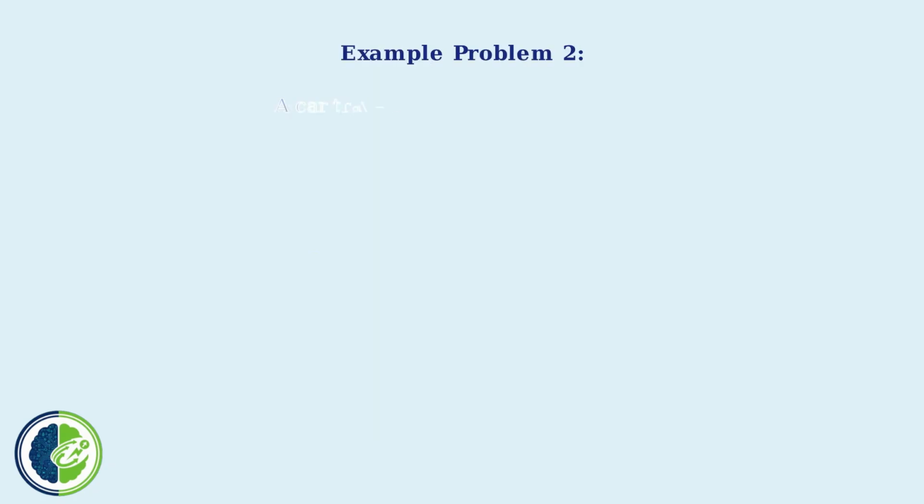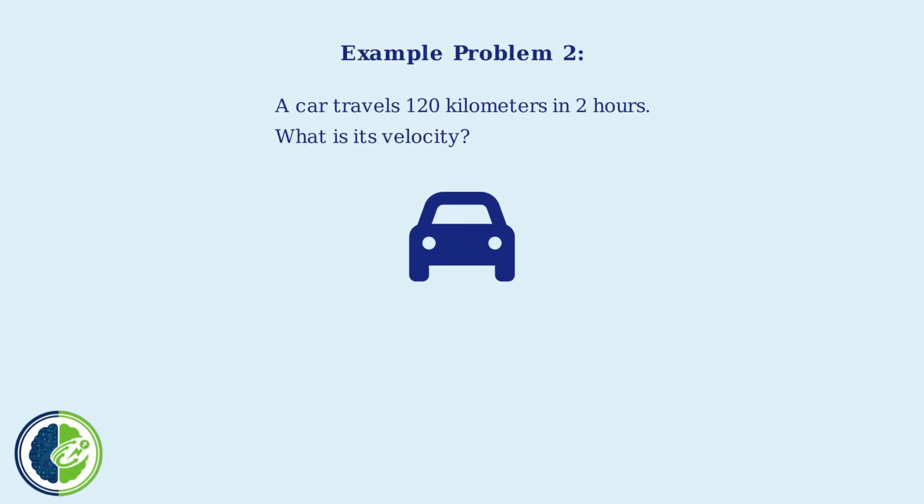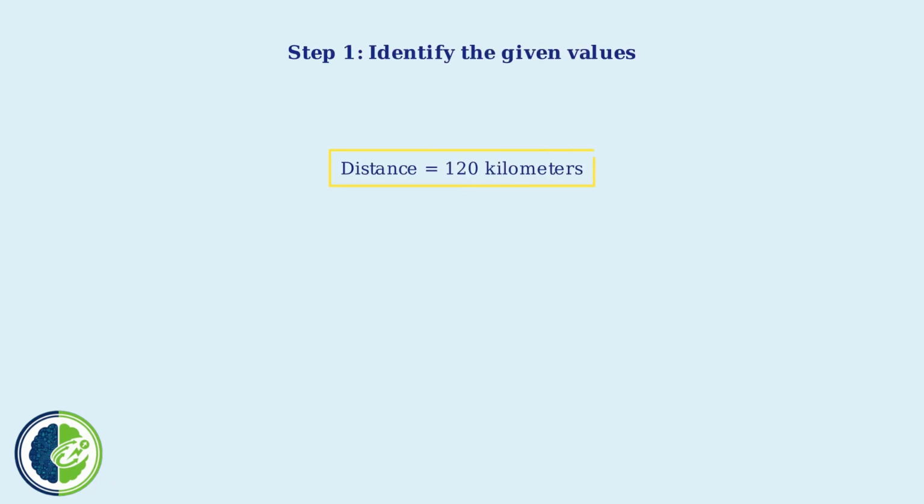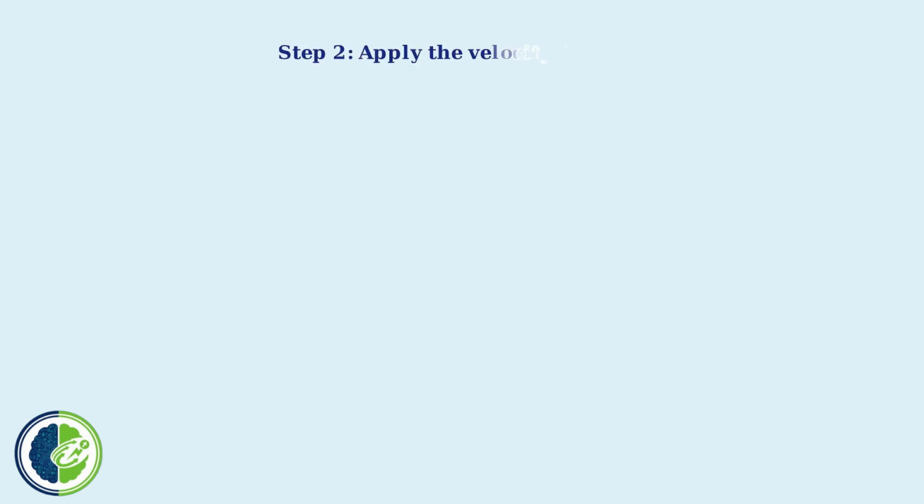Here's our second example problem involving different units. A car travels 120 kilometers in 2 hours. We need to find its velocity. Step 1. Let's identify the given values from the problem. The distance is 120 kilometers and the time is 2 hours. Step 2, we apply the velocity formula. Velocity equals distance divided by time.